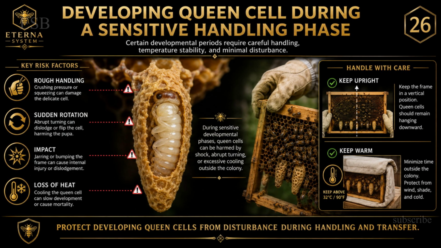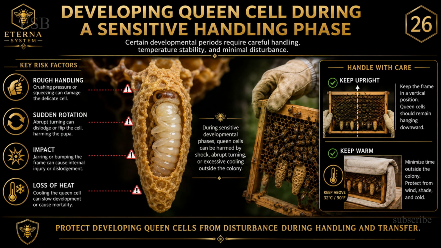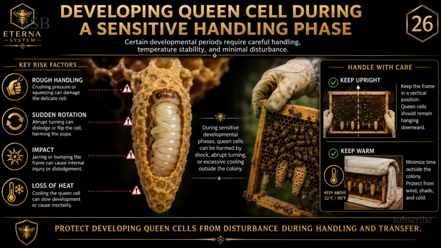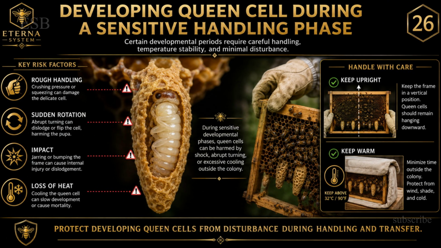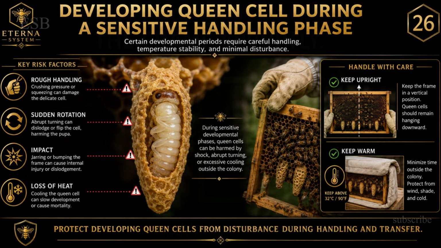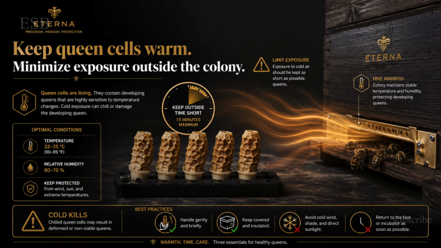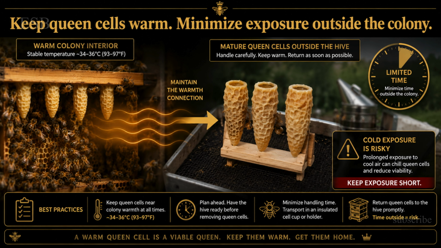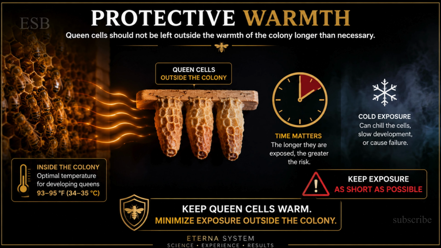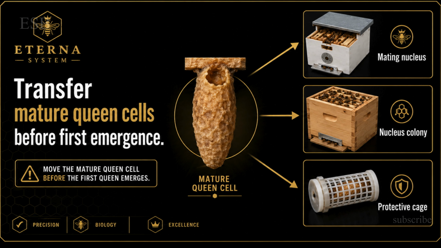As queen cells approach capping, they enter developmental periods in which they can become particularly sensitive to rough handling, sudden rotation, impact, and loss of heat. A frame should not be turned abruptly. Queen cells should not be left outside the warmth of the colony longer than necessary. Later, before the first queen emerges, mature queen cells must be transferred into mating nuclei, nucleus colonies, or appropriate protective cages.